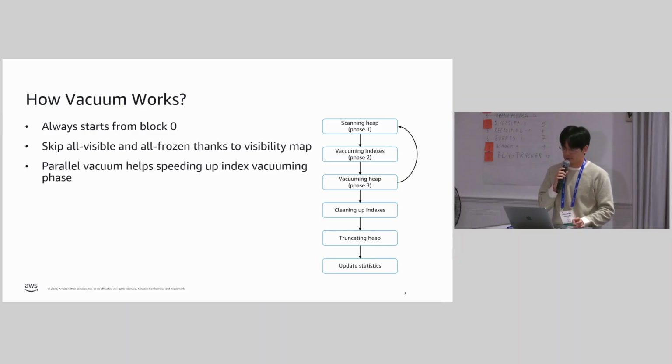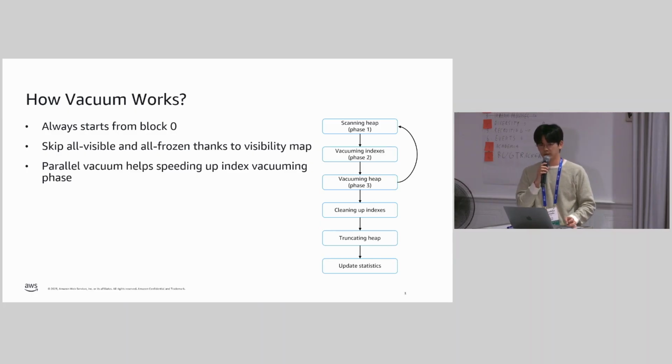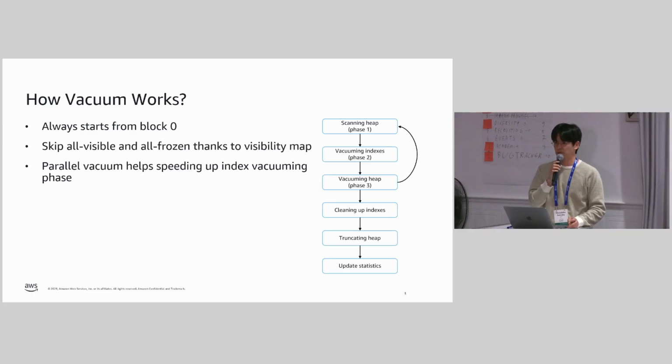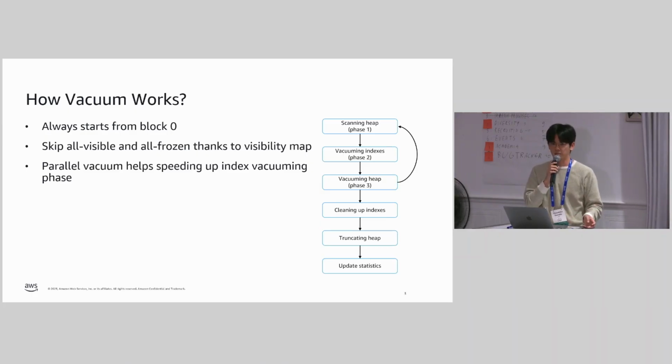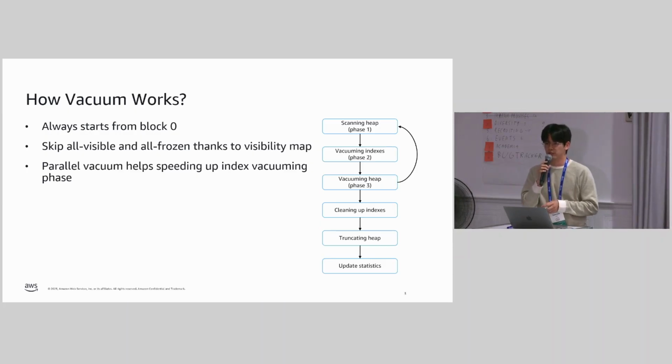Thanks to the visibility map, we can optimize the heap scanning. For example, we can skip the all-visible pages and all-frozen pages because it's guaranteed there are no dead tuples on these pages. After that, we enter the next phase, the vacuuming index phase, which is the second phase. Here, parallel vacuum helps speed up the vacuum. With parallel vacuum, the indexes are assigned to the parallel vacuum workers for simultaneous processing.